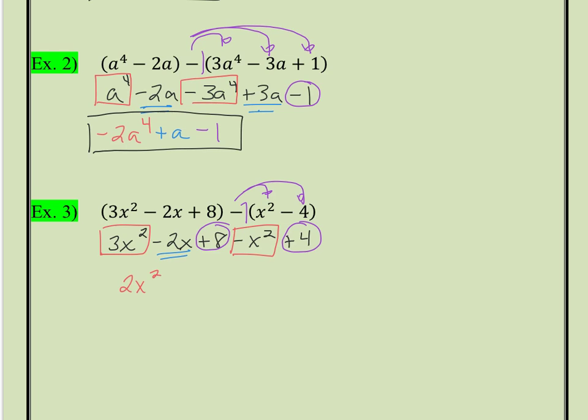Then we have -2. Well, it's its own like term. There's nothing to combine with it, so we're just going to write it down. And then finally our constant, 8 plus 4 gives us a constant of 12, so +12. And that is our final answer.